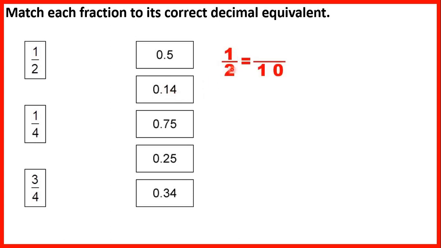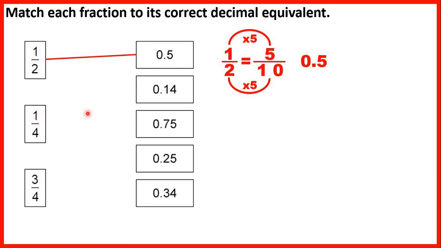So we can change 1/2 into tenths. To find equivalent fractions, we use multiplication. 2 times 5 is 10, 1 times 5 is 5, so 1/2 is equivalent to 5 tenths, so that's 0.5, because the first digit after the decimal point tells us how many tenths we have.